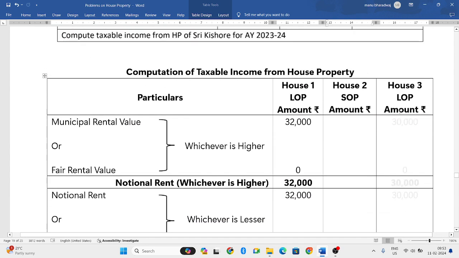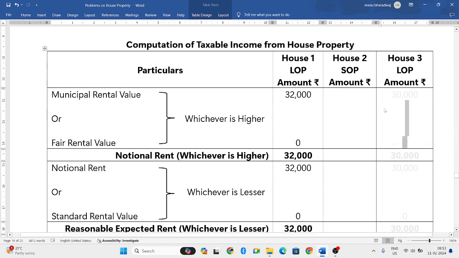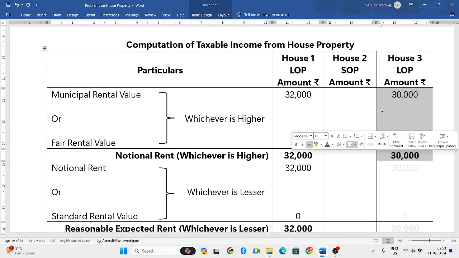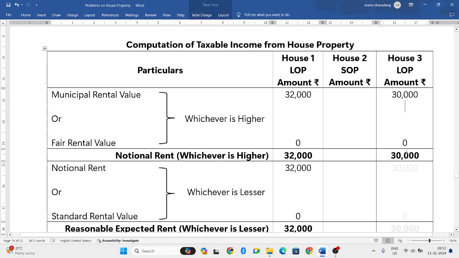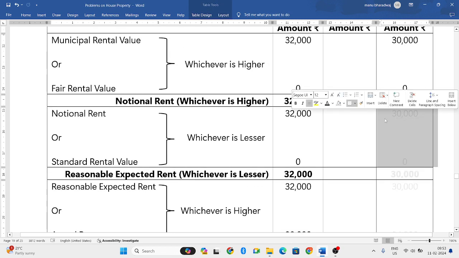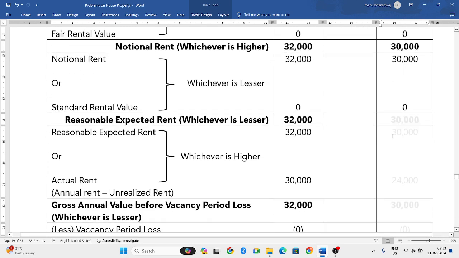Third house we have LOP. So again we have to compare municipal rental value with fair rental value. Municipal valuation they have given 30,000 and fair rental value they have not given. So I will compare 30,000 and 0. Whichever is higher, 30,000 is higher, so it will be considered as notional rent. Now this notional rent will be compared with standard rental value. Standard rental value they have not given in the question, so it will be 0. So 0 should not be considered. So the remaining part, 30,000 rupees, will be considered as reasonable expected rent.